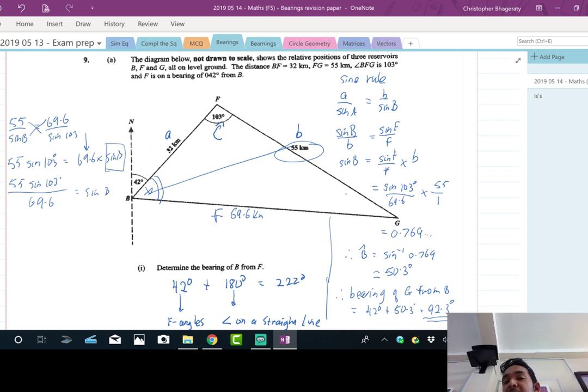Hey, Chris. Yeah. That 42 plus 180 equals 222. Oh, that was the bearing of B from F. That was the first question, right? What we did there is we kind of extended the line, and we said, okay, look, this whole angle here is 180 degrees, right? But remember, we want the angle from the north line going that way, and that angle here was 42 degrees because of F angles. Okay, so you just added both of them together. Yeah. So look, you draw a north line here, and you extend this line.